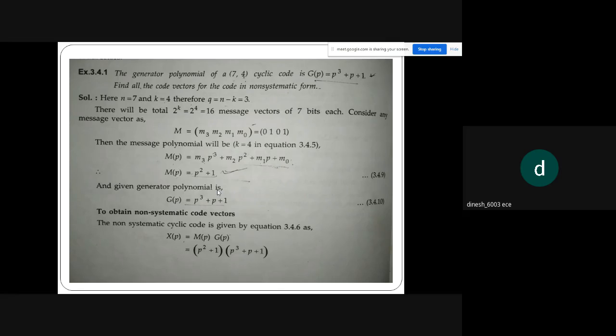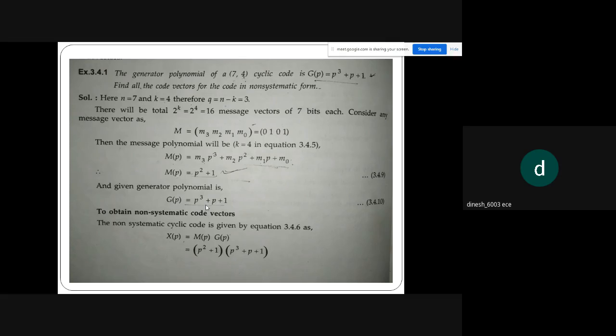Now see the question. In the question it is given as G of p. G of p is p power 3, or p cube, plus p plus 1. So write that equation as it is, whichever is given as your generator polynomial. So you'll be having two equations, equation 3.4.9 and 3.4.10, message polynomial and generator polynomial.